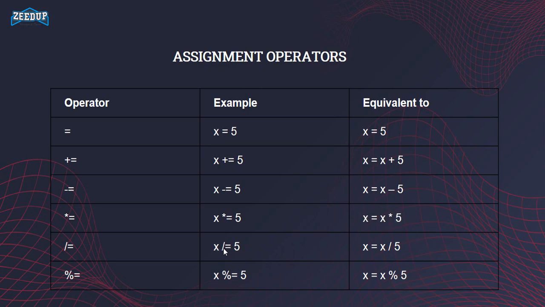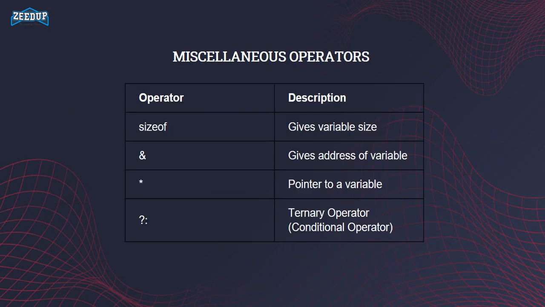We have x /= 5, which is used to divide the value of x by 5 and then store the quotient in x. And if we want to store the remainder, then again we have the modulus operator, which is used to store the remainder after dividing the value of x by 5. It is not mandatory that you use 5. You can use any of the digits that you want. I have taken 5 for an example only.